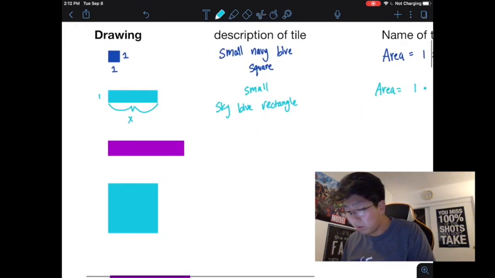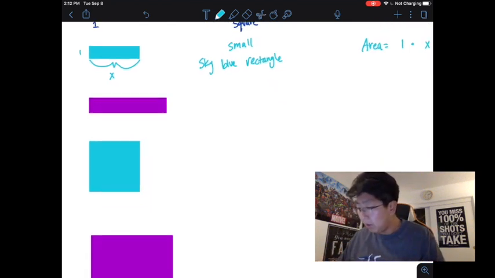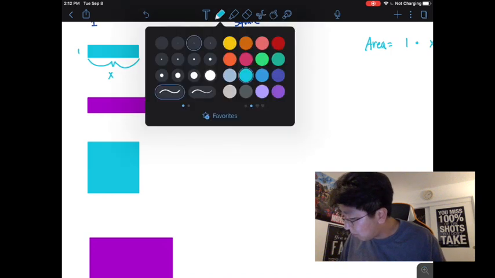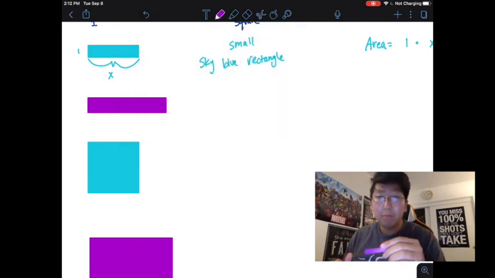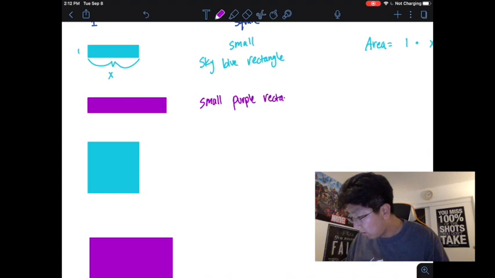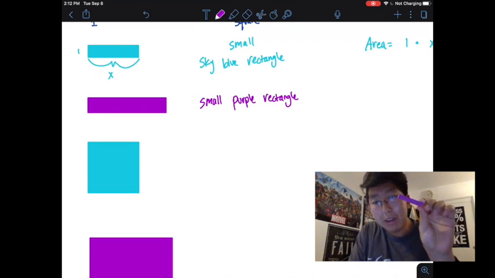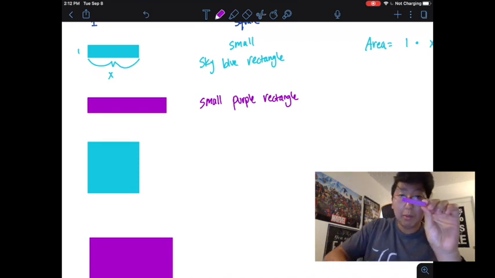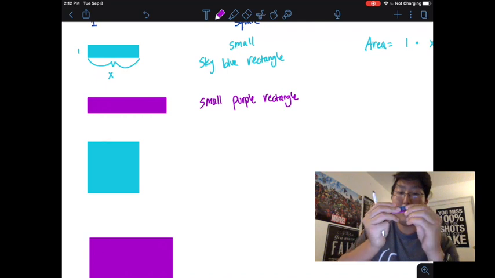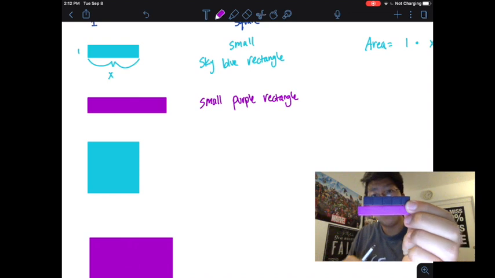But here, we're going to do the same thing. So I'm going to pull up this purple one. This next one's this purple one. What would we call this right here, right? This would be a small purple rectangle. So right here we have a small purple rectangle, okay? And here, we'll do the same exact thing. I'm gonna line up this guy and put him flush to him, right there, okay?